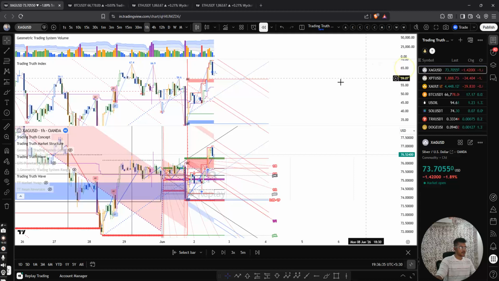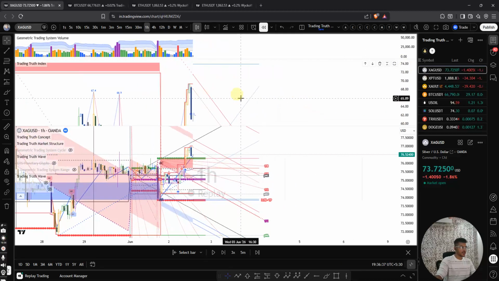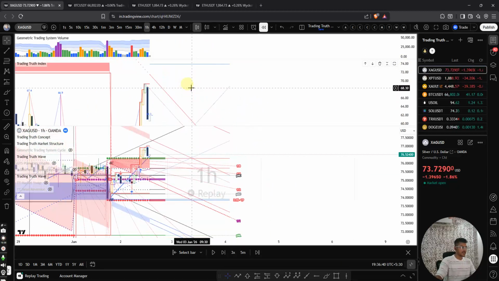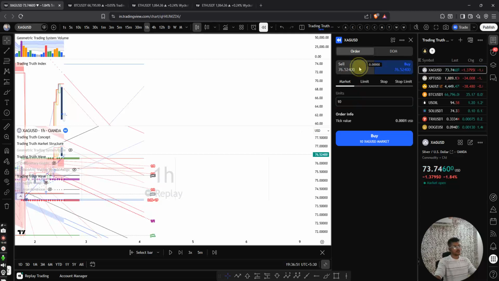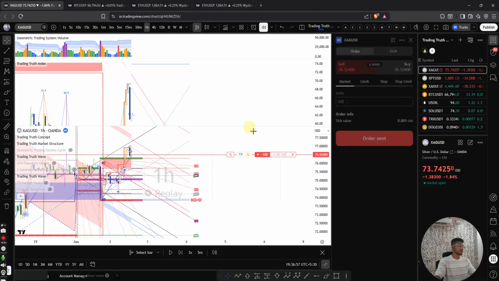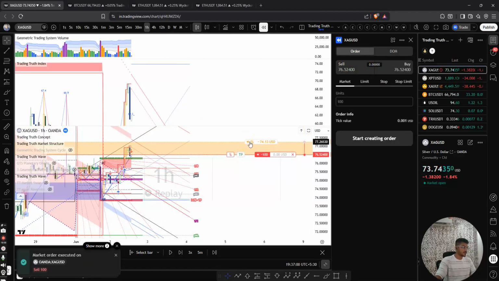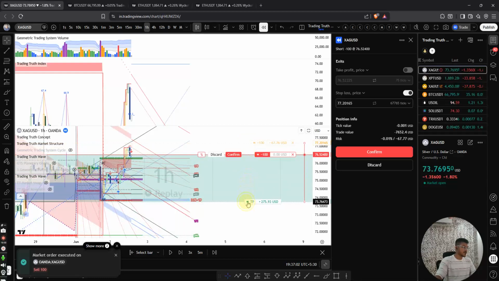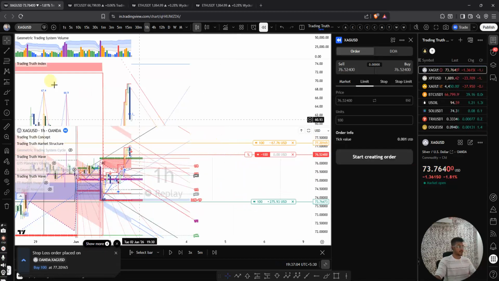See here, RSI didn't make a new high. This one was the RSI where it made a high, but here price made a new high and RSI couldn't. So that's where we would be shorting. And now as we have more information on this one, we can actually start with a larger value. Okay, so that's our 1:2.